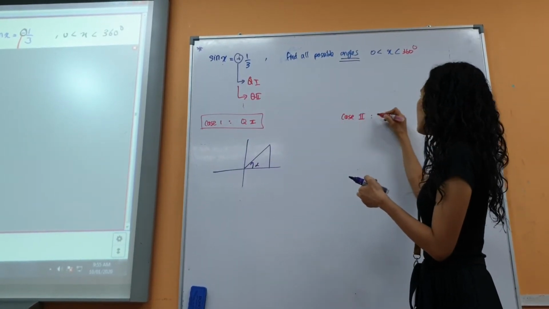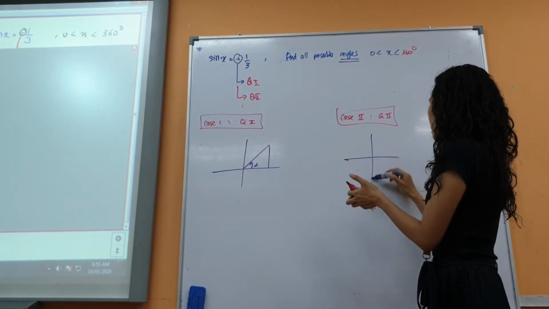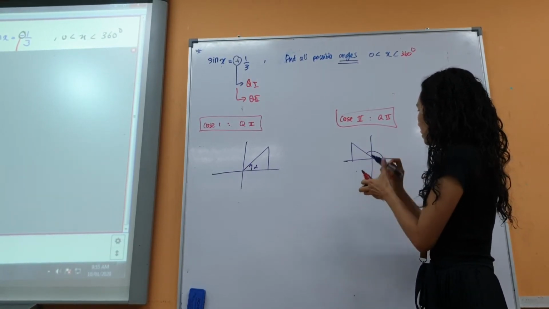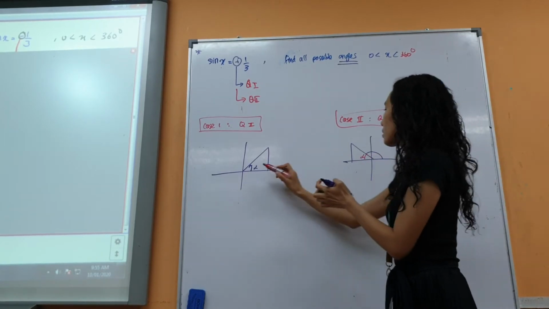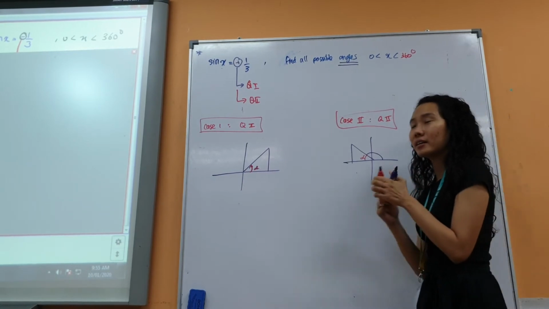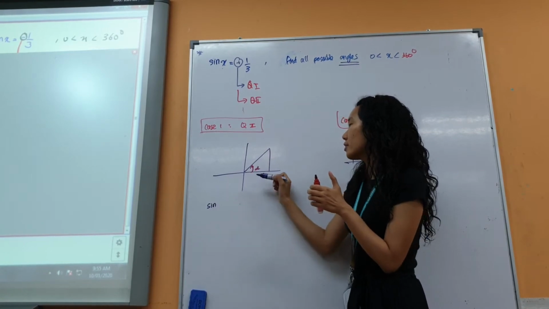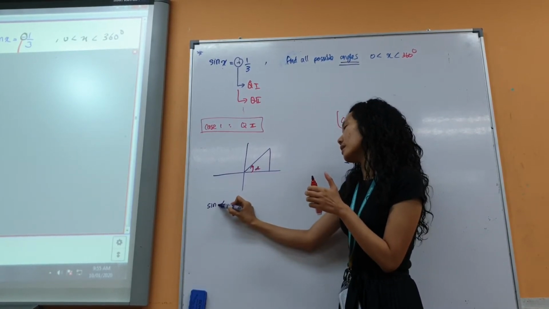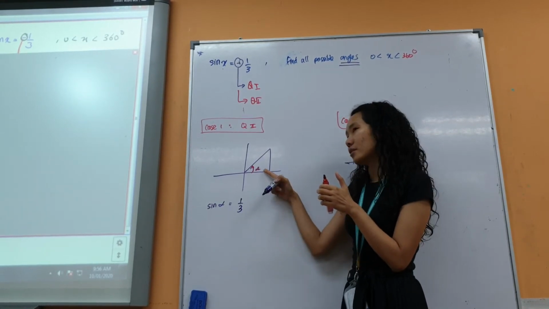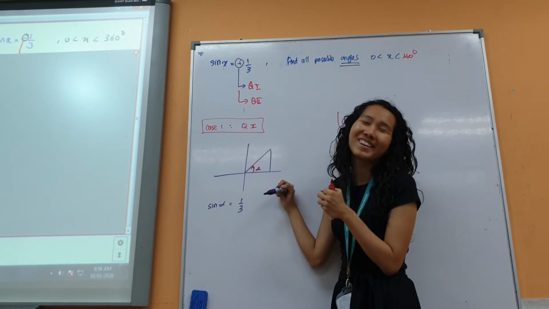Let me draw case 2 first, which is quadrant 2. Quadrant 2, if we draw, yeah, you will know what later. Now sine x. So first of all, I need to find my alpha first. So let's say sine alpha is equal to 1/3. You know why I use alpha instead of x? Sounds cooler. It's the angle.